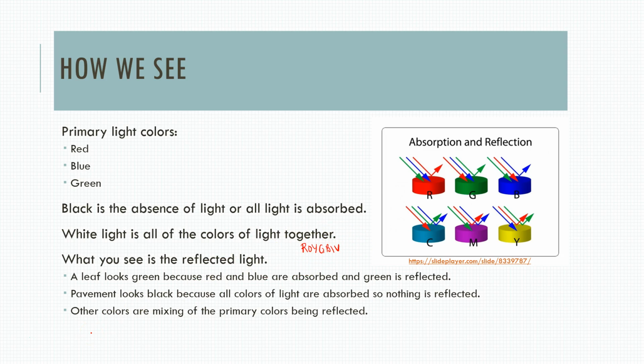And so I gave you some examples. If a leaf looks green, then it's because you are seeing the red and the blue being absorbed, and the green is what's coming back at your eyeball. If pavement looks black, then, think about black as the absence of all light, nothing is being reflected from it. It's all being absorbed, so you end up seeing black. If you see white, that means everything is being reflected back at you.